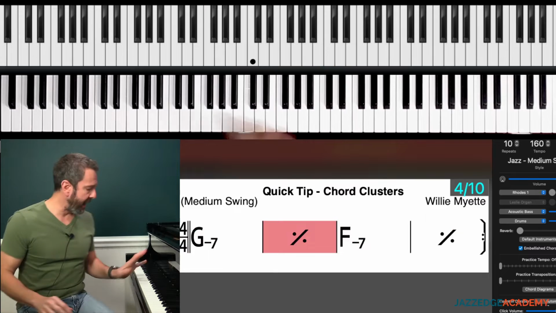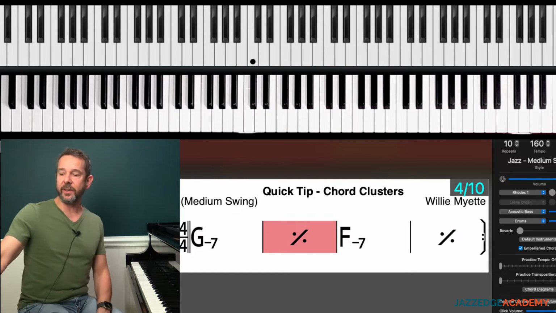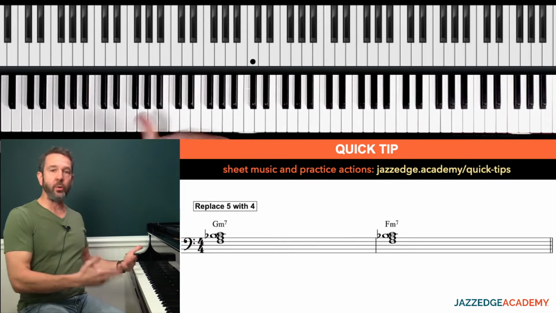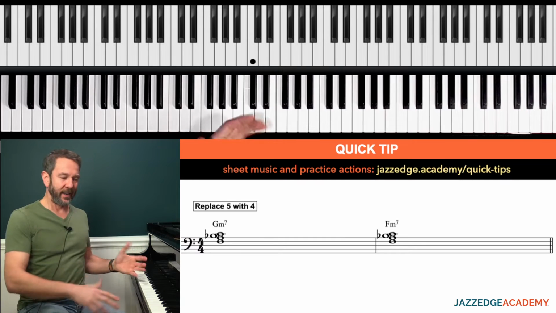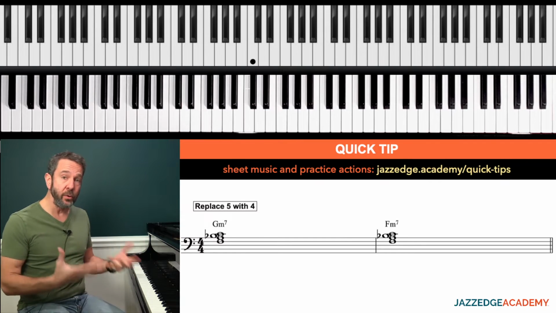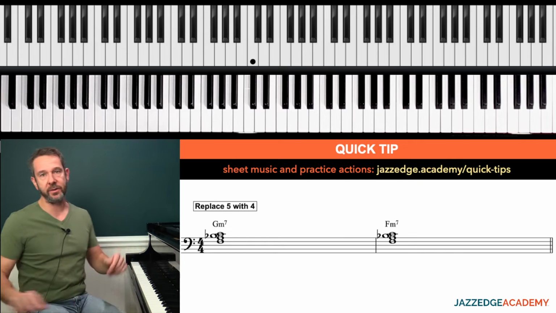So you're going to have a lot of fun playing those clusters, and it's really going to change the way that your chords sound. Okay, so if you're kind of bored with your chords and you want something new to add some new spice to it, these clusters are a great way of doing that.